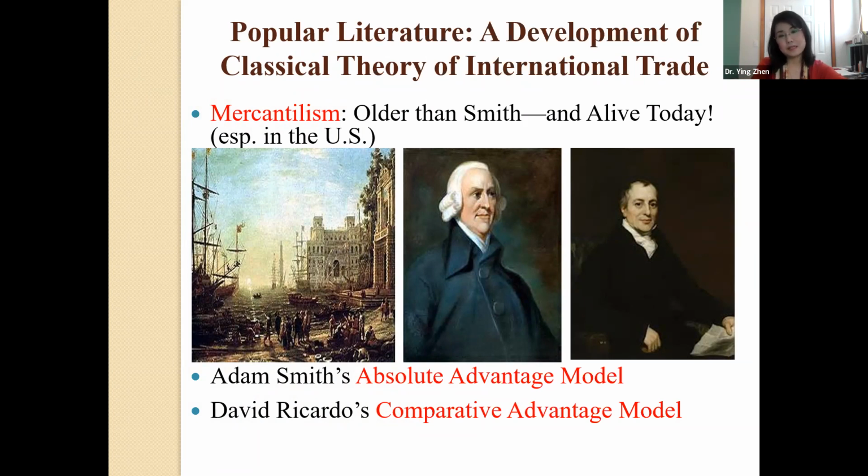And I always start with introducing mercantilism, because mercantilism is a very, very old philosophy. Mercantilism was the philosophy that guided European thinking about international trade for several centuries, even well before Adam Smith, who published his Wealth of Nations in 1776. So I always reminded students of that.